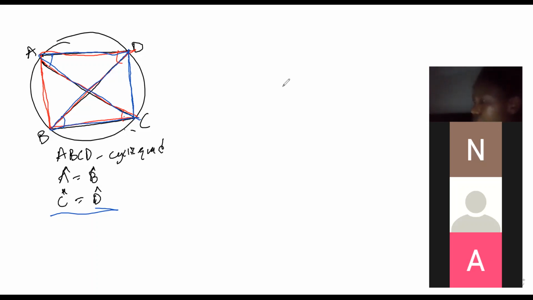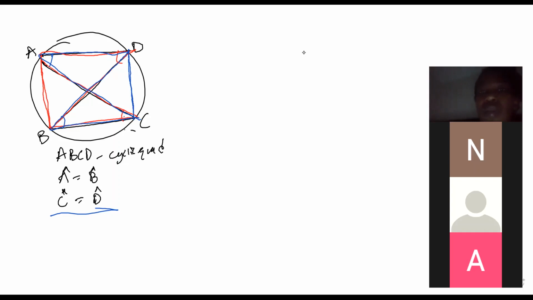Okay, next one is just the converse of theorem 4. So the converse of theorem 4: if a line segment joining 2 points subtends 2 equal angles at the 2 other points on the same side of the line, then these 4 points are concyclic.